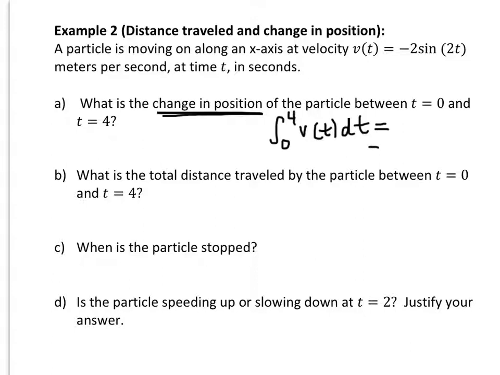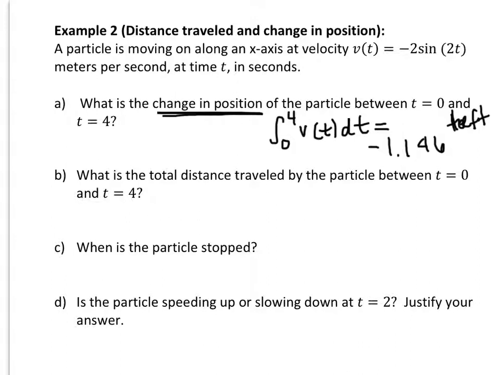And I find that my change in position is negative 1.146. So let's talk about what that means then. Since my change in position is negative, that means that after the 4 seconds, the particle is actually to the left of its starting place. So it's left of where it started. So since its change in position is negative, it's actually 1.146 units to the left of where it started.